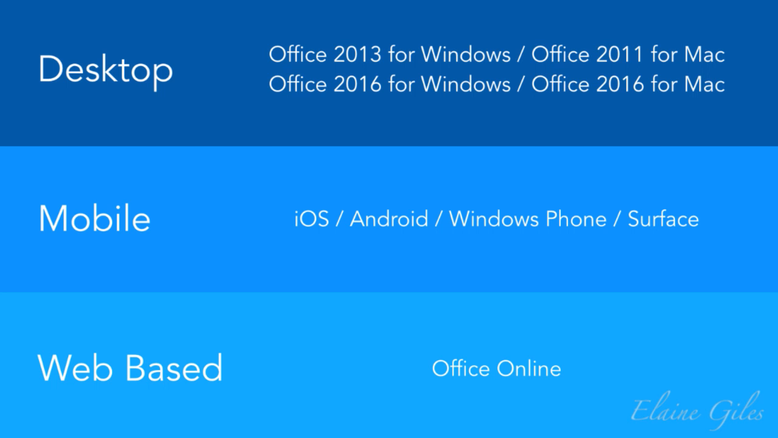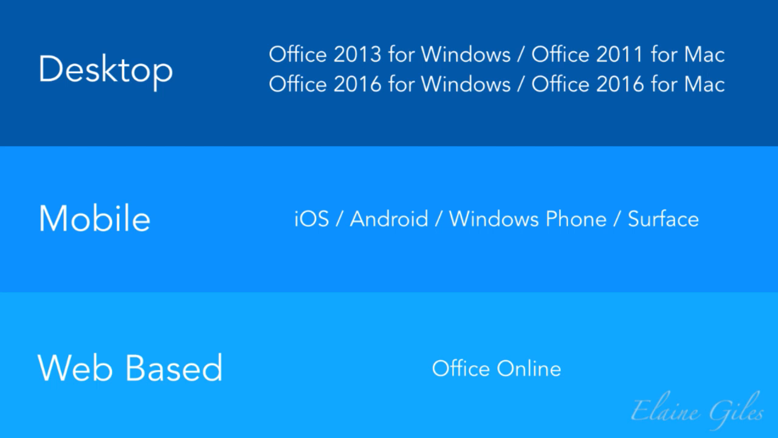The desktop versions, currently 2013 for Windows and 2011 for Mac. But this year, 2016 for Windows and 2016 for Mac. And you will have to pay no more. If you pay monthly, you'll be paying approximately $6.99 a month. And you'll carry on paying that. You won't have to pay any more. And if you pay annually, then you pay your subscription and you don't pay any more for the new versions.